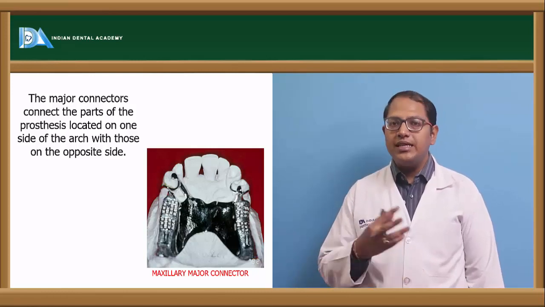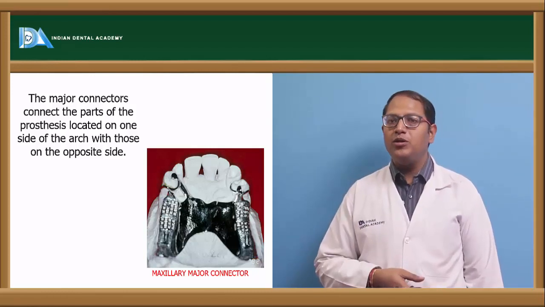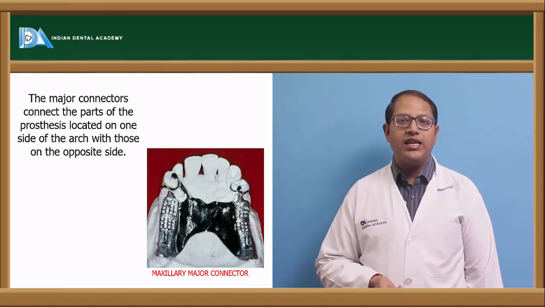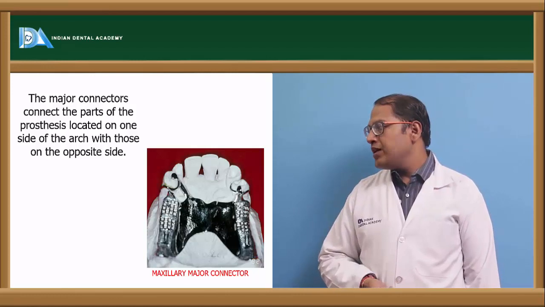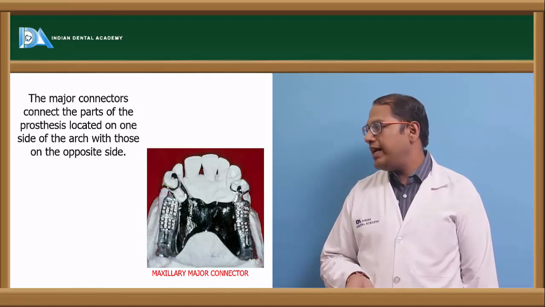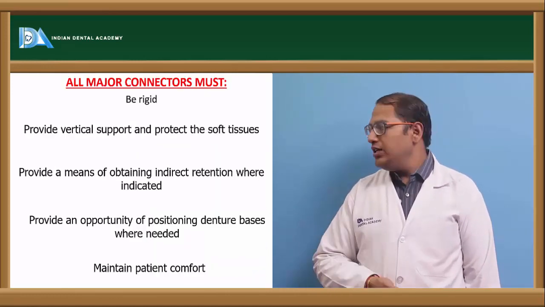So the major connector, as the name says, is a major component of the removable partial denture. As the definition says, it is that component or part of the prosthesis located on one side of the arch which connects with the other side of the arch.